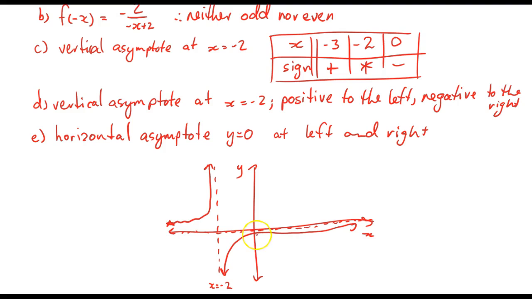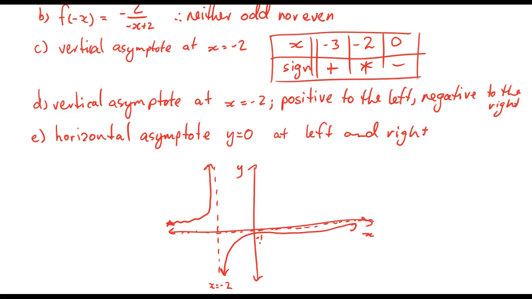There's our sketch. The one more thing I could find is the y-intercept. If x equals 0, I get negative 2 over 2. That's negative 1, so I guess I could label that if I really want to. That's probably a good thing for a sketch, but that's it.